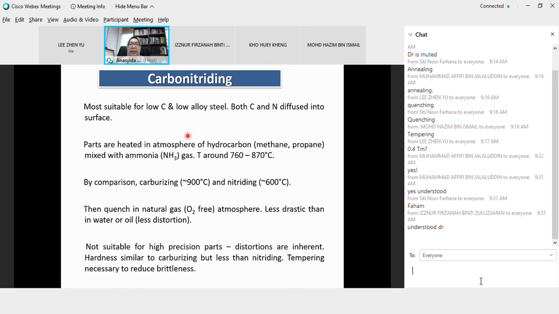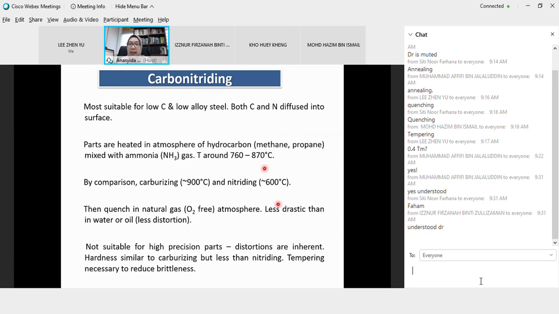This is carbonitriding, so we combine carbon and nitrogen. It's also suitable for low carbon, and this is actually we preheat at the atmosphere containing hydrocarbon yang contain methane and propane, dan juga mix up with the ammonia gas. So dalam dia punya temperature around 760 to 850. By comparison, kalau kita guna carburizing is 900 and nitriding is 600.